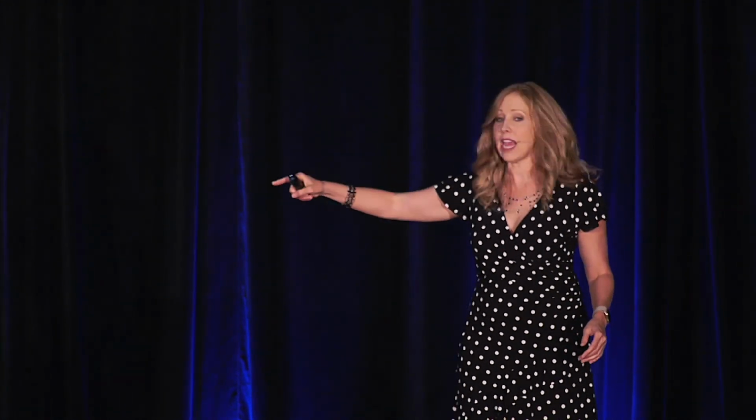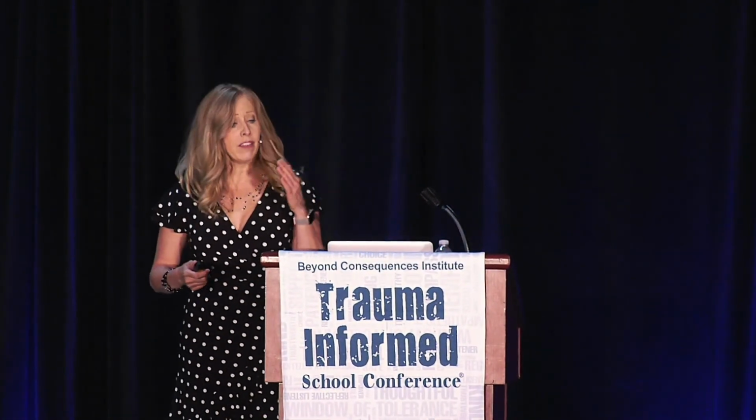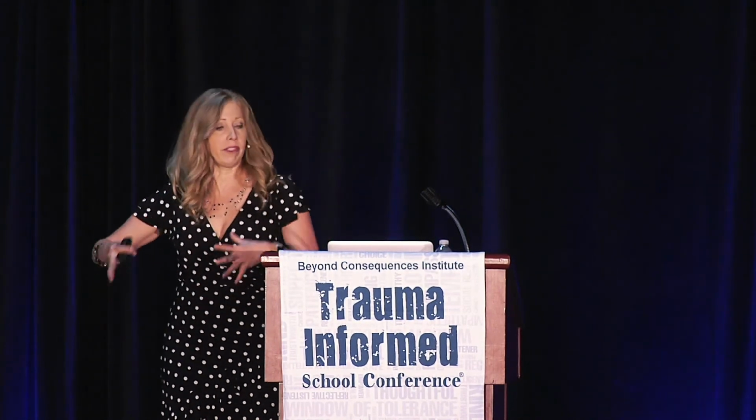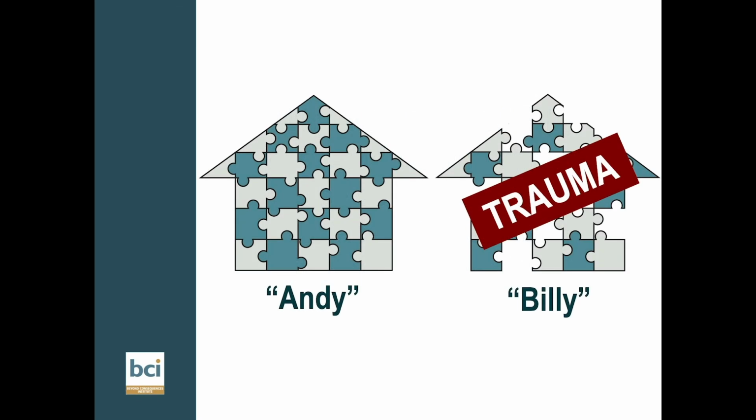And so what we understand with our students is that chronologically, you might have a student who is 16 years old, but developmentally, how old is that student probably? Maybe 12 years old. And we want to look at then not just the chronological age for our students, but maybe also the developmental age, because that maturity has been interrupted all along the way. And so the ultimate question is this: why are Andy and Billy, two children who appear to be so similar on the surface, so drastically different at every level? And this is what I want us to see. The difference between these two is that traumatic piece.